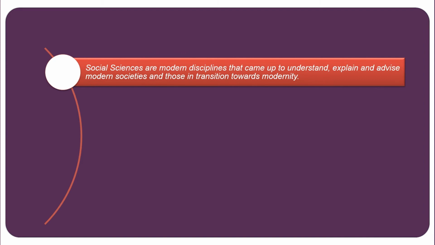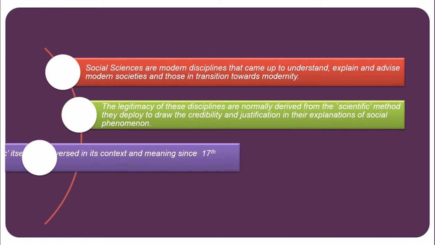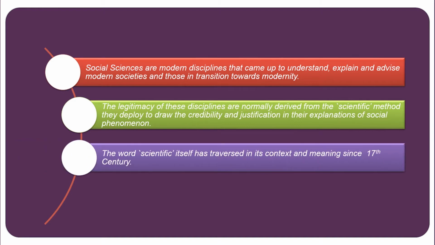Social sciences are modern disciplines that came up to understand, explain, and advise modern societies and those in transition towards modernity. The legitimacy of these disciplines is normally derived from the scientific method they deploy to draw credibility and justification in their explanation of social phenomena. The word scientific itself has traversed in its context and its meaning since the 17th century.